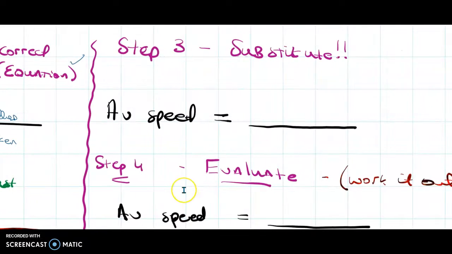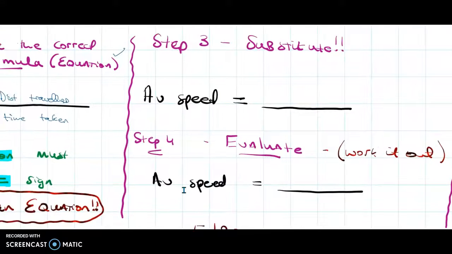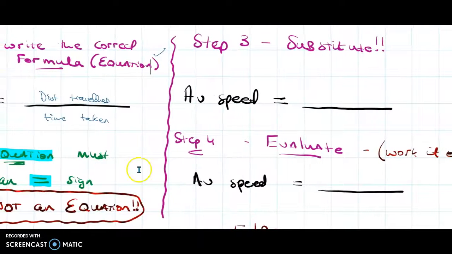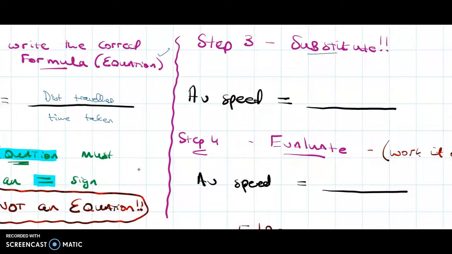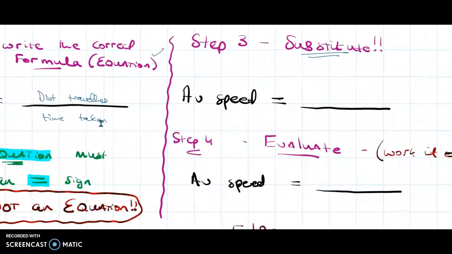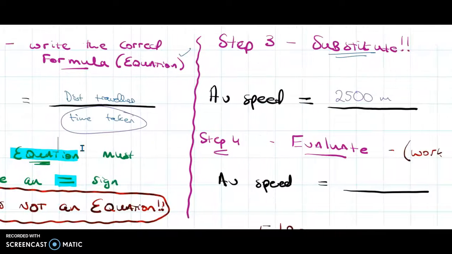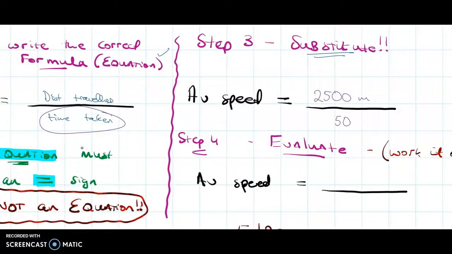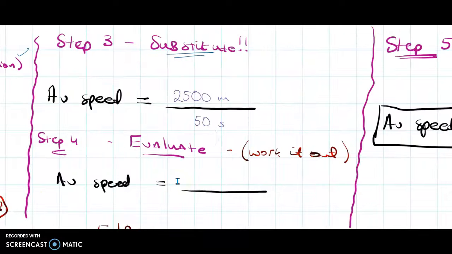Done. On to step 3. Next one is substitution. So if you've ever played FIFA or any of those football games, then you know how to substitute players. Well, in science and math, we do the exact same thing. We check our list to see what distance traveled equals. Distance traveled is on top, that's 2,500 meters, so that goes there. So I replace the word distance traveled with what it's equal to. The next one is time taken. I check my list, and that's 50 seconds. And that goes there.